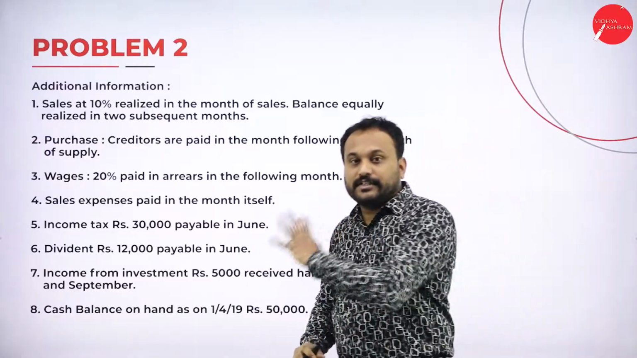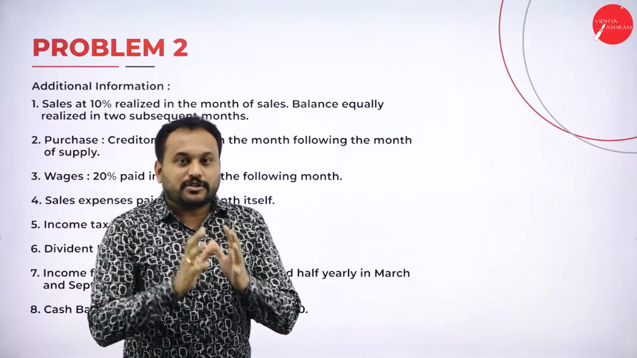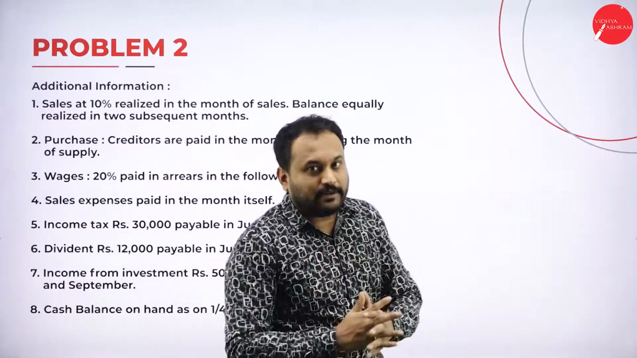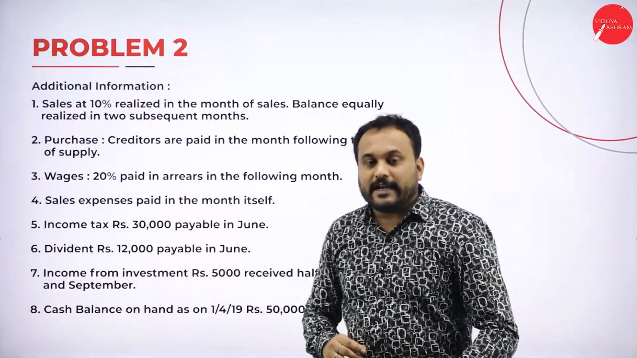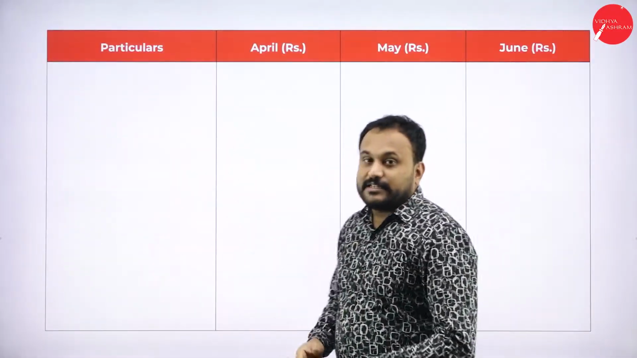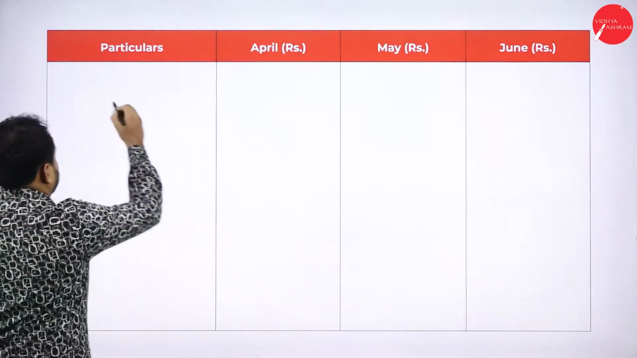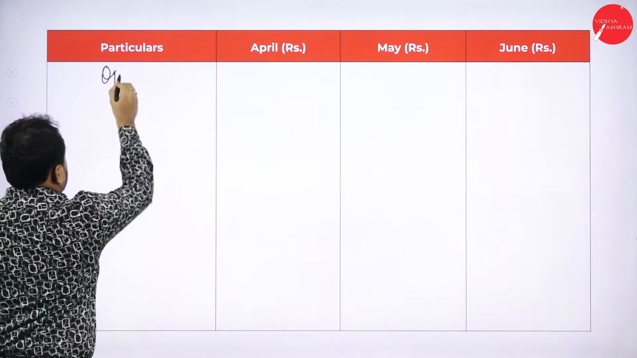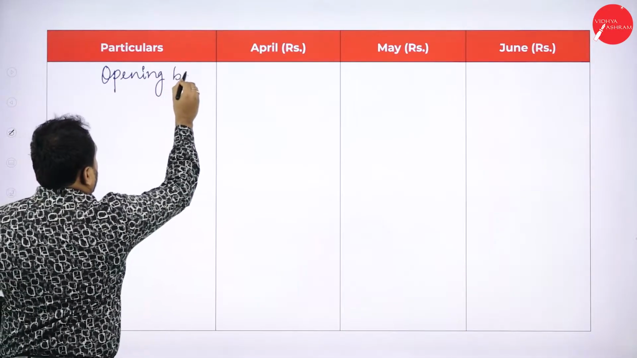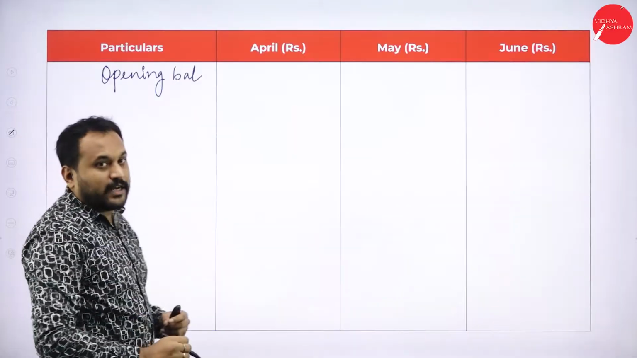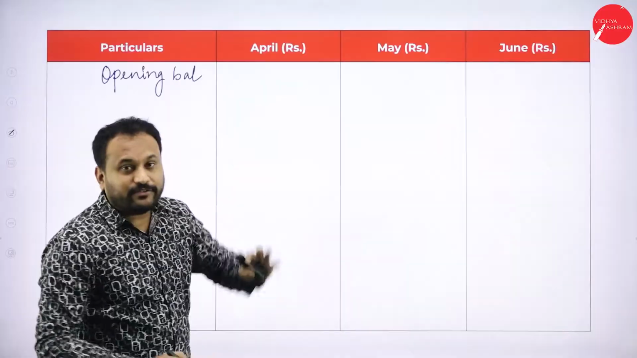Now before this adjustment, let me tell you, whenever you solve a cash budget, you should know the format. What is the format here? The first thing, the minute you are solving a cash budget, is that we should write the opening balance. What is the opening balance? In which month am I actually starting? That is in the month of April.